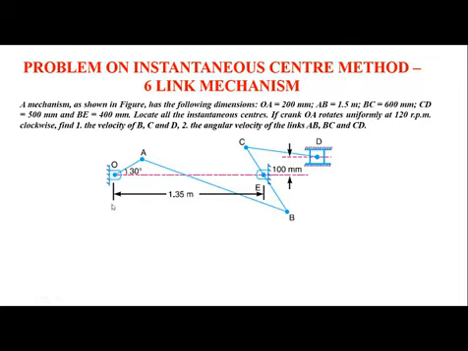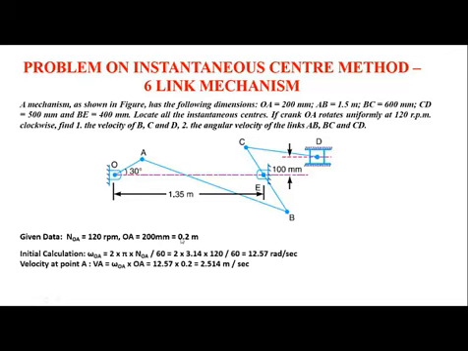This is the drawing. First, as usual, we will do some initial calculations. Here the given crank speed of OA is 120 rpm. The length of OA is 200 mm, which converts to 0.2 meter. We know that omega equals 2 pi N by 60. So omega of OA, that is the angular velocity of the link OA, by calculation is 12.57 rad per second, and the velocity at point A will be equal to omega into the length of the link OA. That is calculated as 2.514 meter per second.